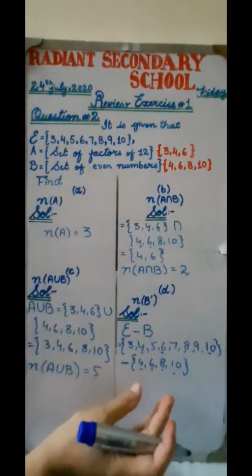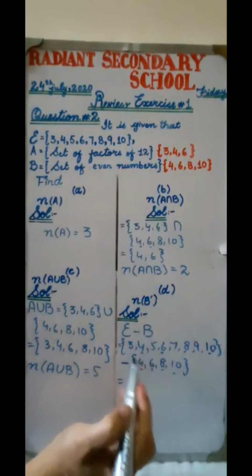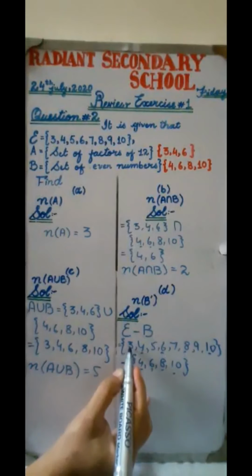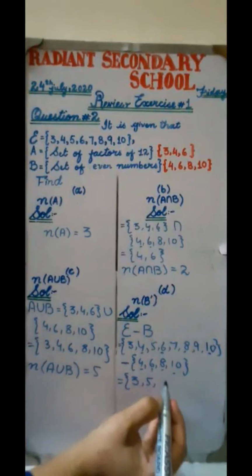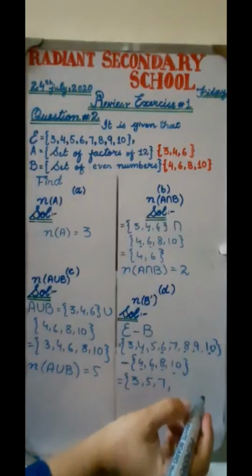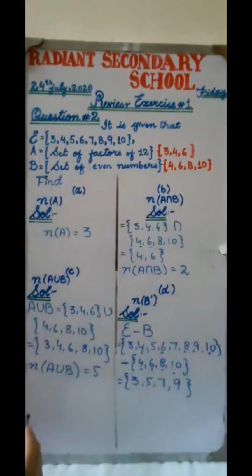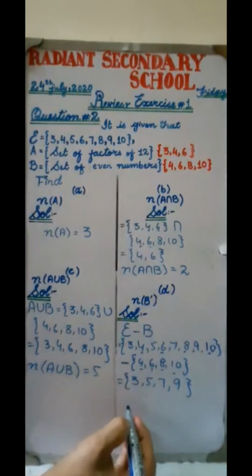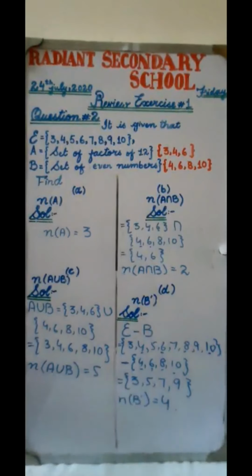Now we have to subtract these elements from the first one. You have to write in the answer the remaining elements from the first set. When we subtract this, the remaining elements are 3, 5, 7 and 9. Now count these elements. 1, 2, 3, 4. 4 elements are there. So it means number of elements in B complement are 4.